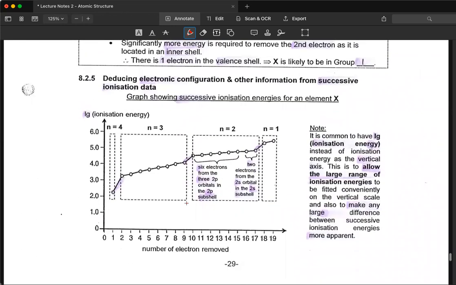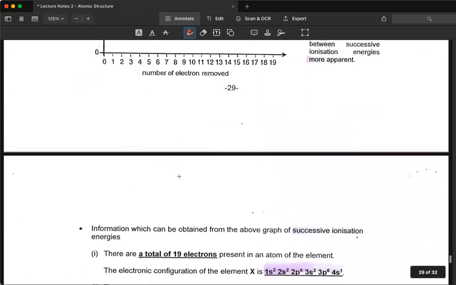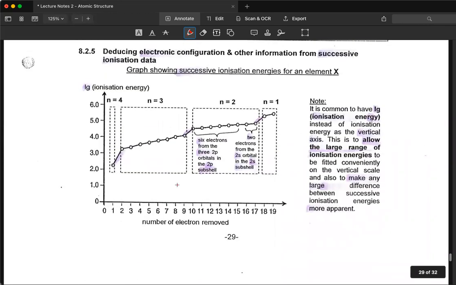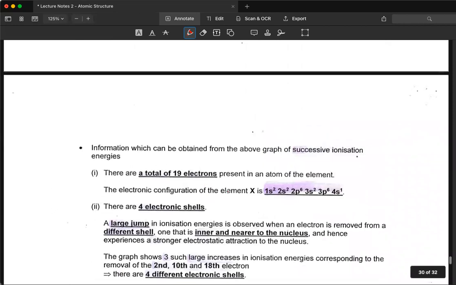Now, from here, you can see that for this element, there are 6 electrons in the 2p subshell and 2 electrons in the 2s orbital and 2s subshell. So you can tell that this is the 4th, 3rd, 2, and 1. So you can actually tell what this element is already. Some information that we obtain from this is, you can count how many? There's a total of 19 electrons. And from 19 electrons, you can write down the configuration.